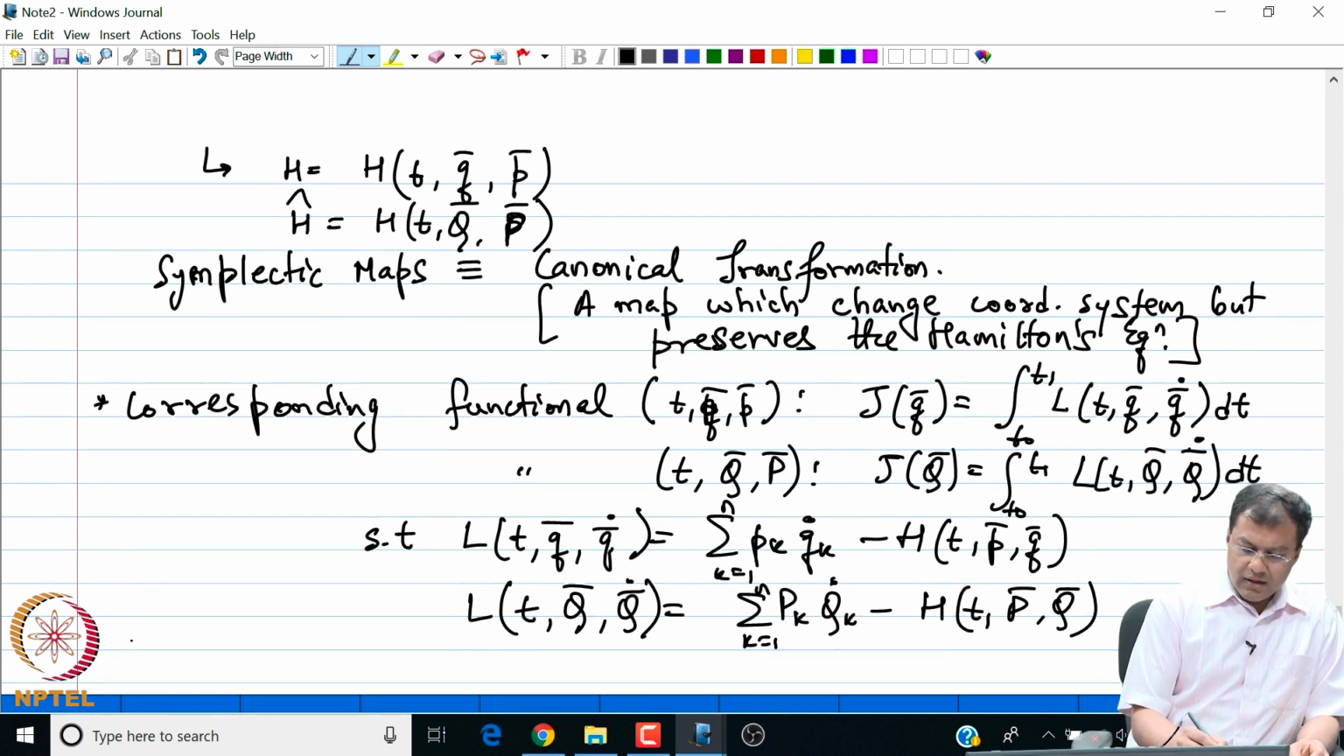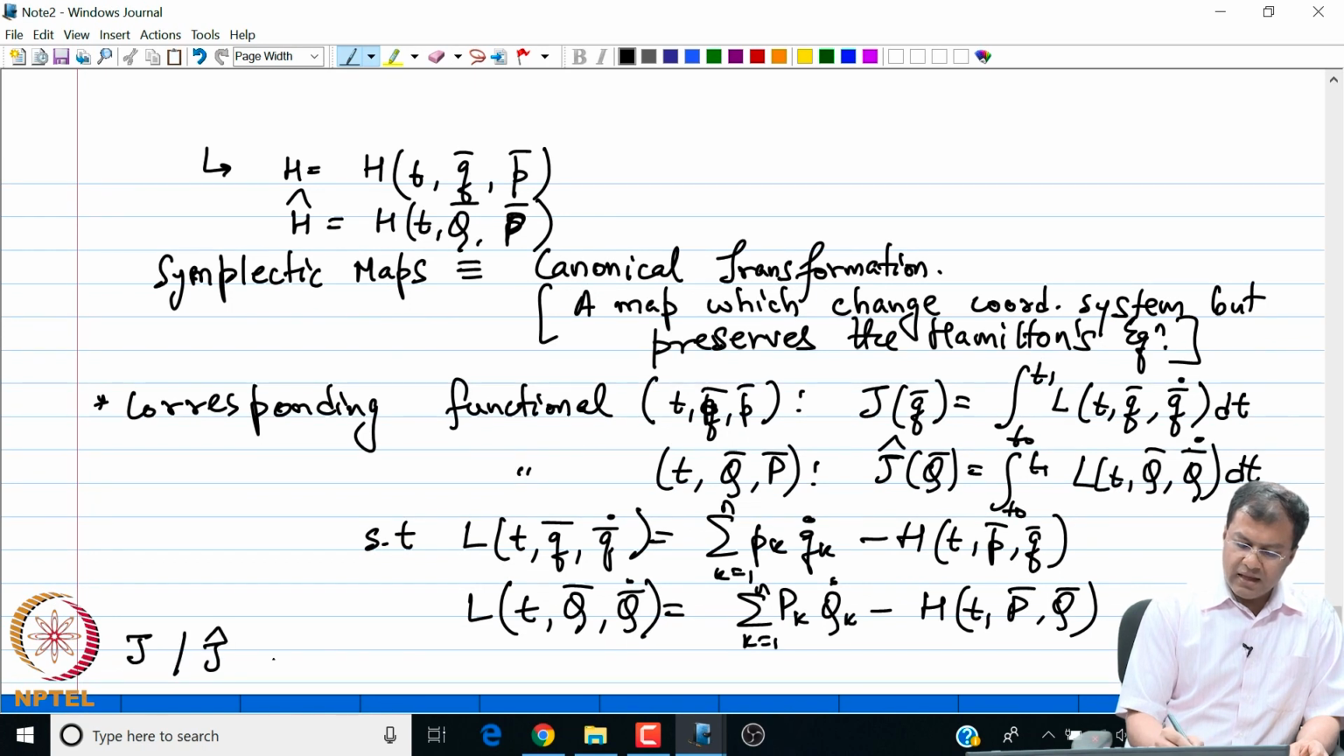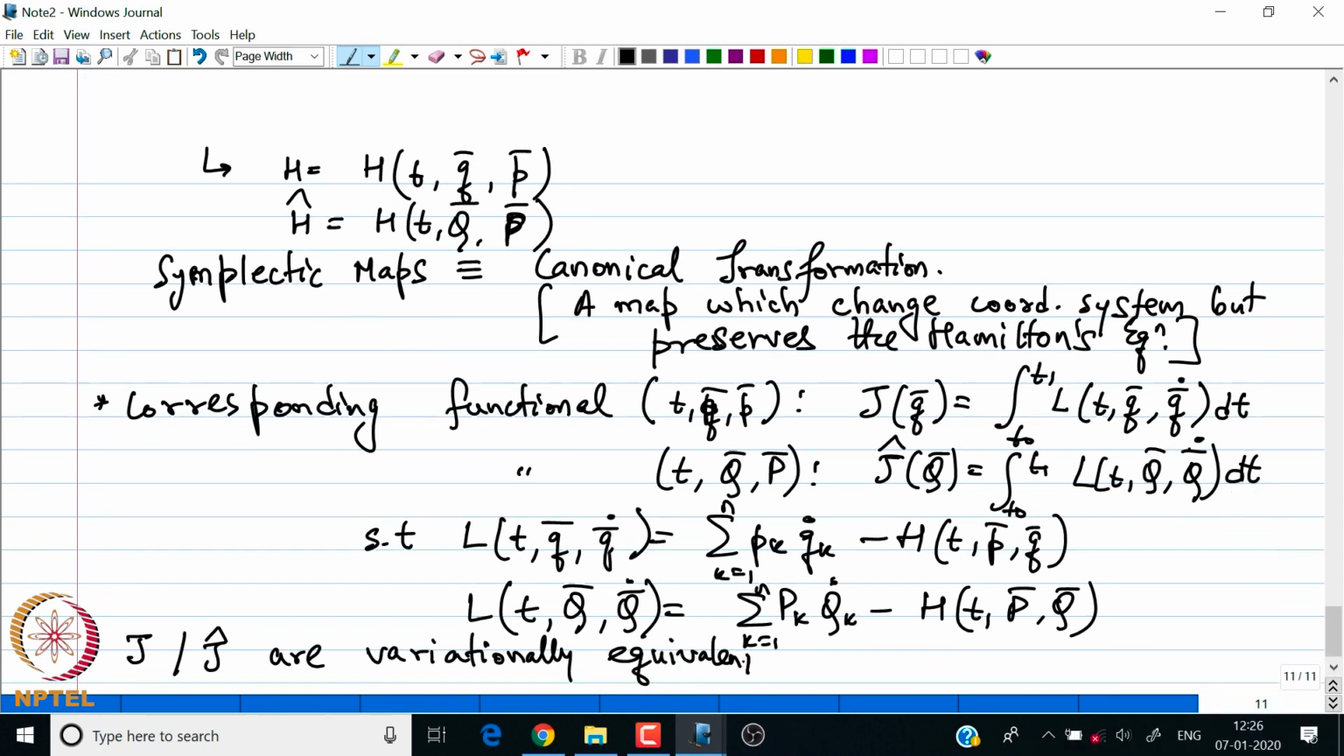Okay. So we introduce a new term known as variationally equivalent. Let me call this function J hat to differentiate it from J. So J and J hat are called variationally equivalent functionals if they produce the same extremals.